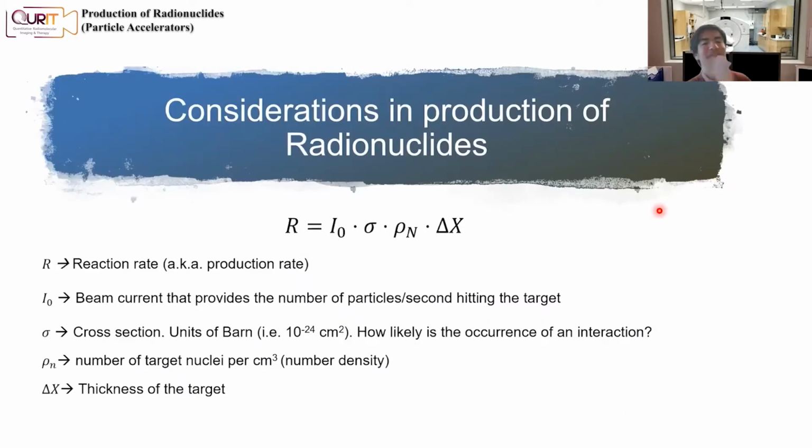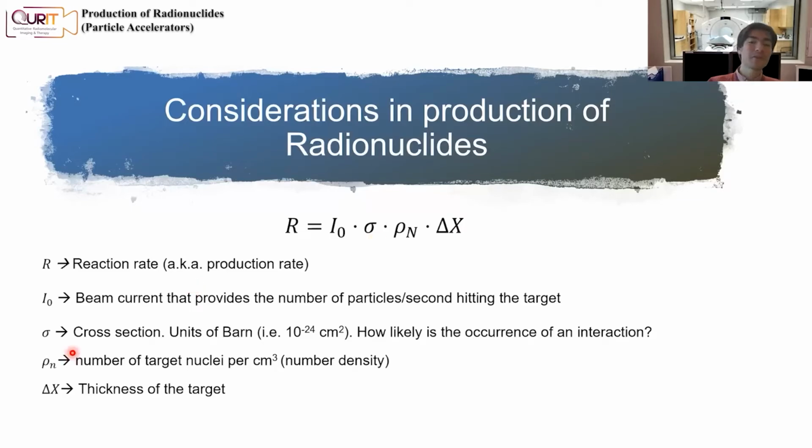This is coming back to something that I left on hold at the beginning. If we want to produce a radioisotope, that's going to be the reaction rate. What's the rate of production? How many of these new nuclei am I producing per unit time? That's going to depend on what we call the beam current, which is given by I. So how many particles per second are hitting the target that we're putting for it to hit.